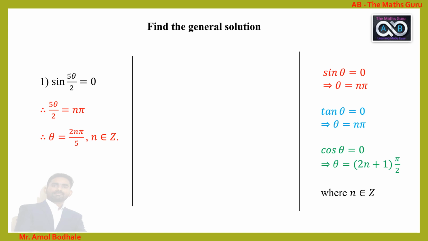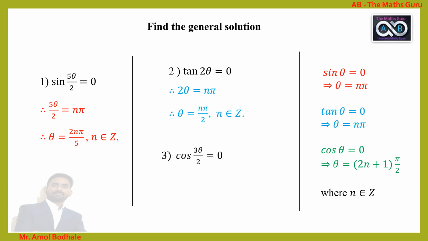Let's see the second example. Tan 2 theta equal to 0. Now here we can use the second result, that is tan theta equal to 0, then theta is n pi. So what is the angle given here? Here the given angle is 2 theta. So therefore we can say 2 theta equal to n pi. If we divide by 2, we get theta equal to n pi by 2 where n belongs to Z.